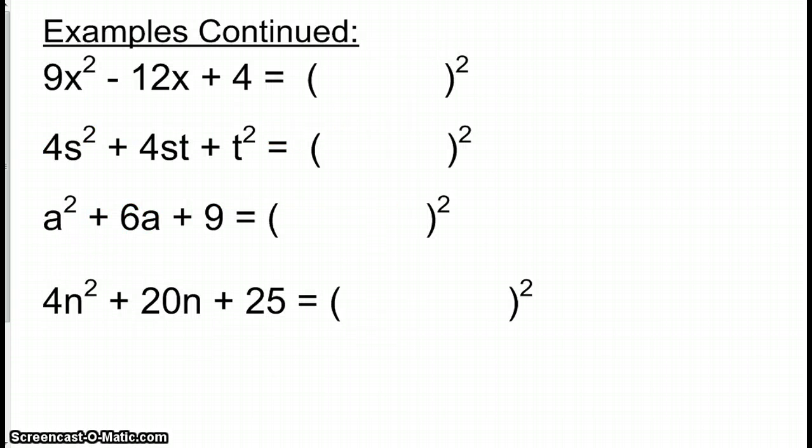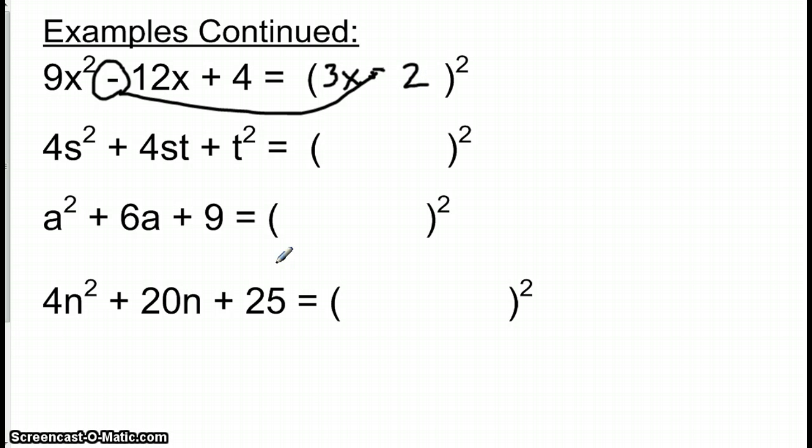Here are some other examples of the perfect square trinomial. 9x squared minus 12x plus 4. Okay, does it meet the pattern? The first one is a square, it's 3x squared, and the last one is a square, 4 is 2 squared. Is the middle term 3x times 2 times 2? It is, so we can fill this in as 3x, and in this case, because there is a negative here, this becomes a minus in between. And then we take the square root of the 4, and that is 2.